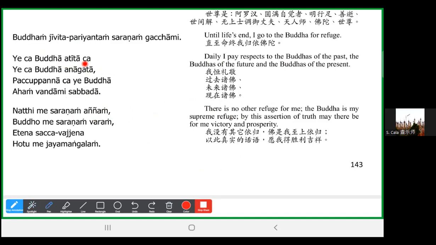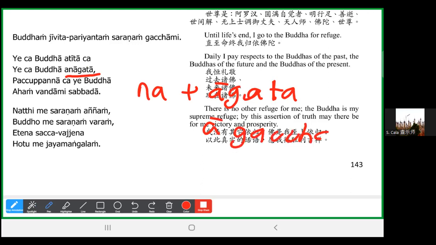So anagata is actually very interesting to learn. Anagata means na plus agata. Okay. Agata comes from agacchati. What does agacchati mean? Come. Okay. So not come means future. All right. So anagata actually means those future that have not come. So ye cha Buddha atita cha, ye cha Buddha anagata, paccuppanna cha ye Buddha, aham vandami sabbada.